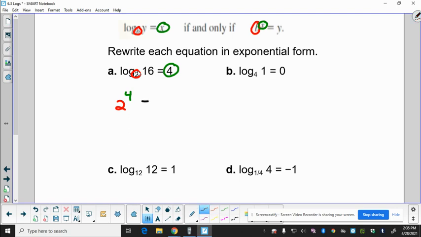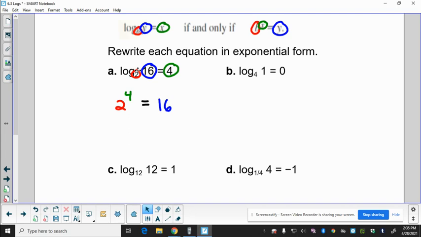And then we have an equal sign. And then finally, look at the value of y. Do you notice it's actually the value of the logarithm? And so that is the proper way of writing that equation. And it makes sense, right? 2 to the 4th power is 16. Let's go ahead and see if the other ones can be written the same way.